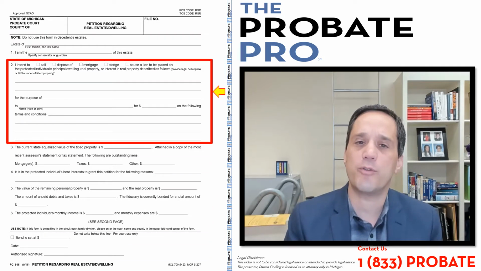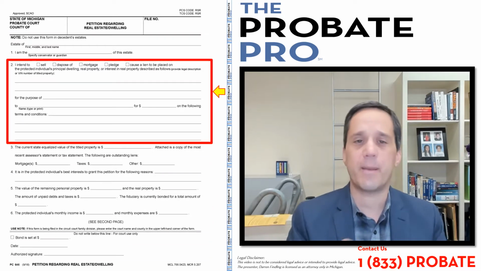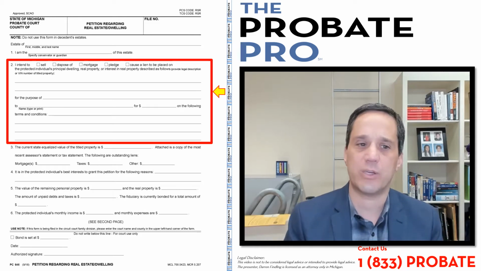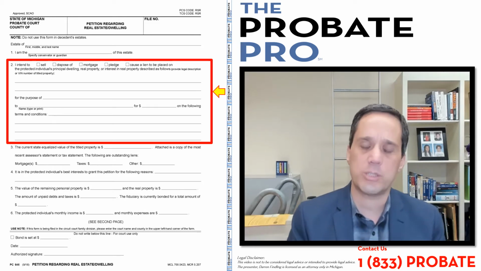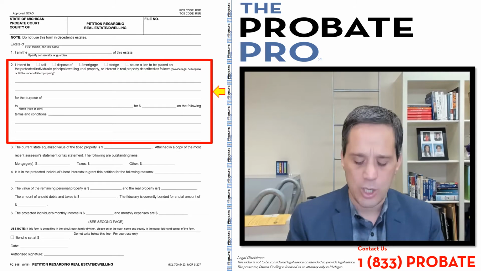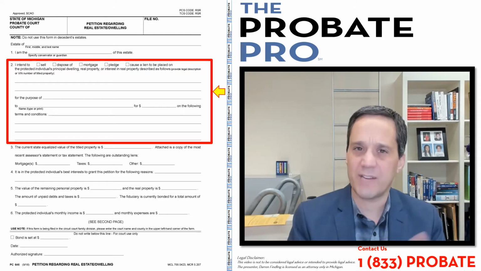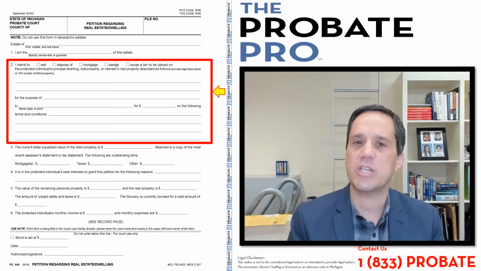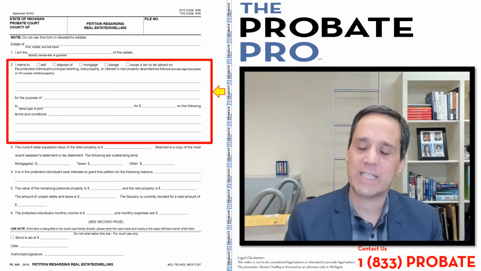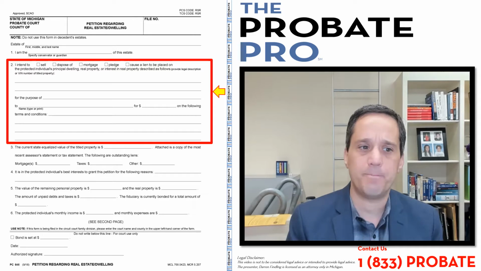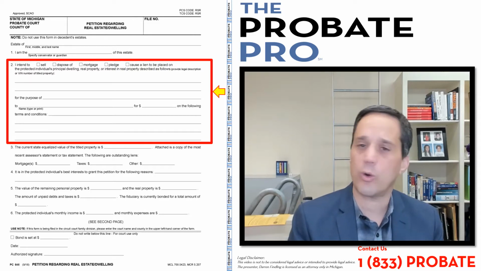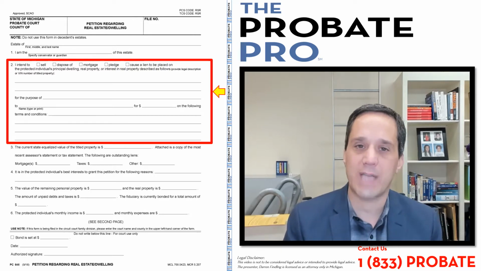As you continue to move through the document, you'll see that number 2 says, what is your intention? Why are you asking the court to be involved in this transaction? So the options are sell, dispose of, which is a kind of vague term, mortgage, pledge, or ask for a lien to be placed on the real estate. So again, without a court order, you don't have the right to do any of those actions.